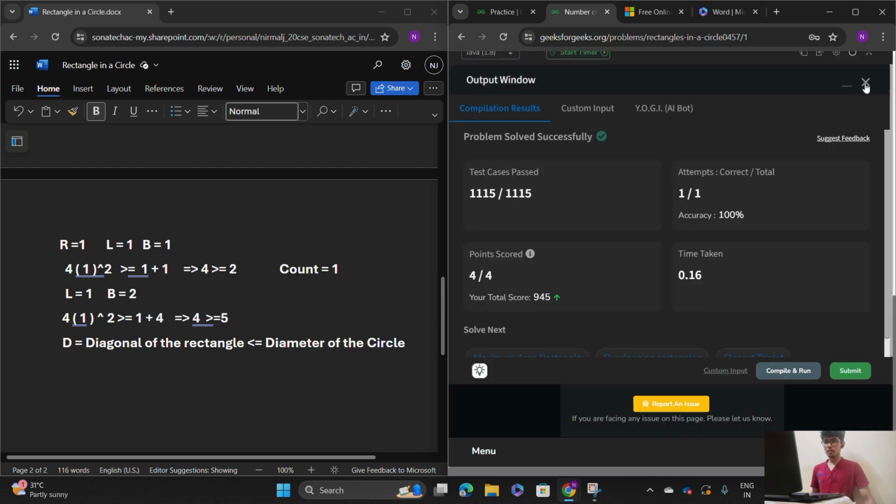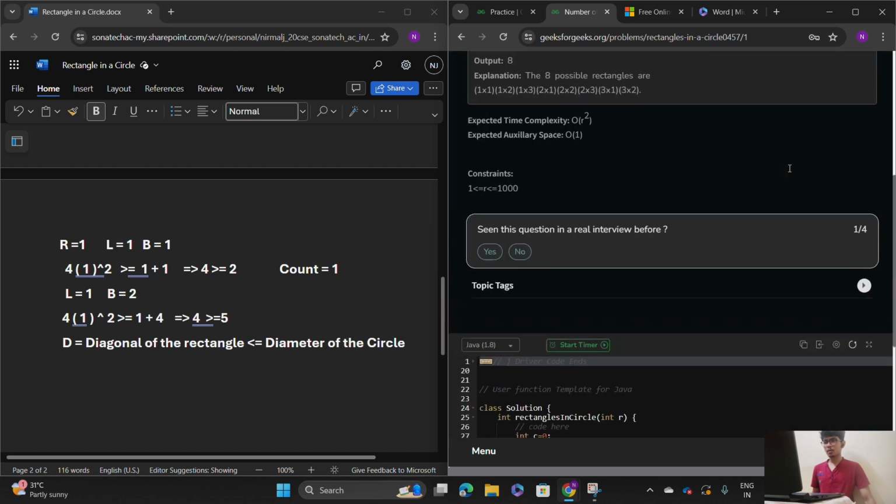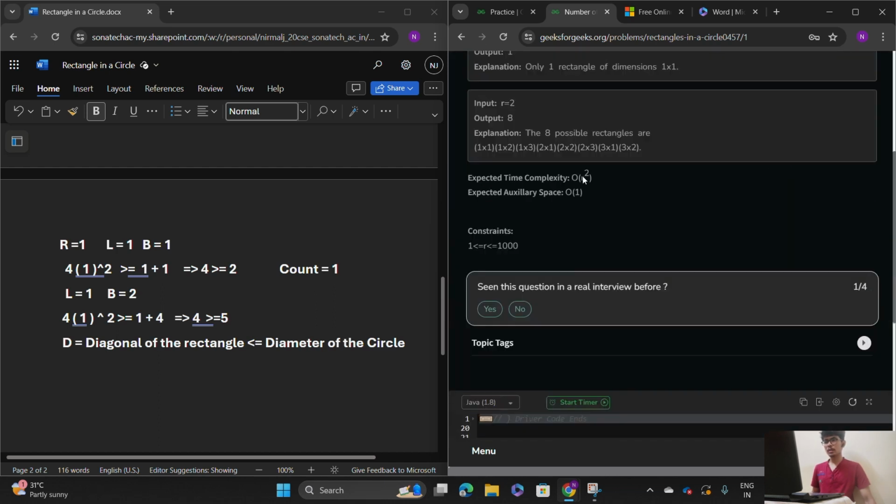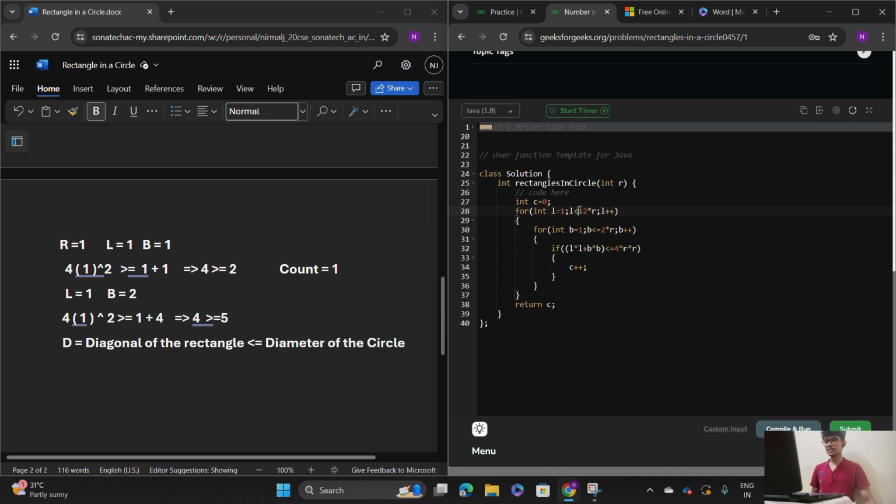Most importantly, you need to see the expected time complexity is big O of R square. It means that you can iterate it for R times, R square. There is no problem in that. And the auxiliary space is big O of 1. We did not use any extra space. Here int c equal to 0 is a constant, so there is no problem in that.